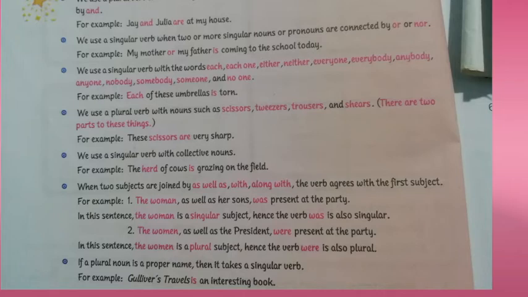Now we use a singular verb with collective nouns. Collective means group. Collective nouns refer to groups of people or things. A singular group noun may take either a singular or a plural verb. If we consider the group noun to be a single unit, we prefer a singular verb. If we consider it as a collection of separate individuals, we use the plural verb. Let's take an example. The herd of cows is grazing on the field.